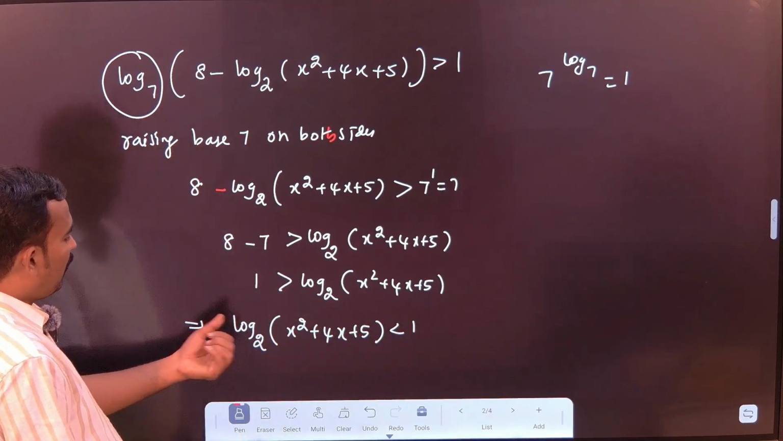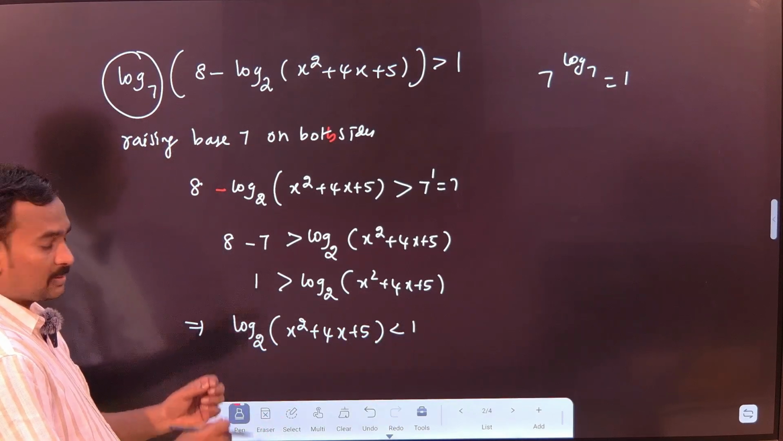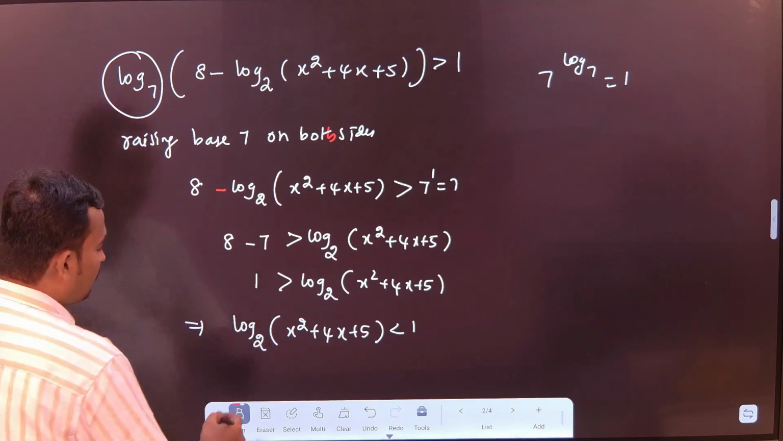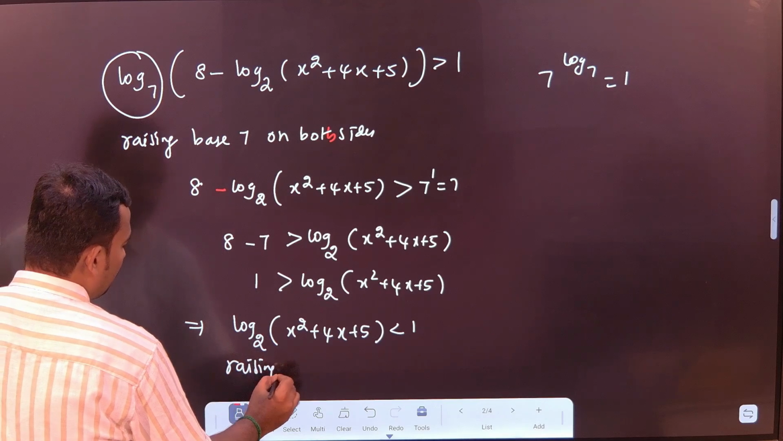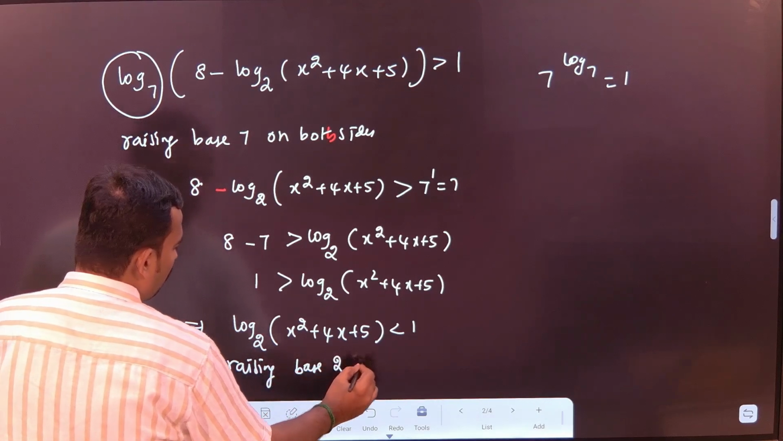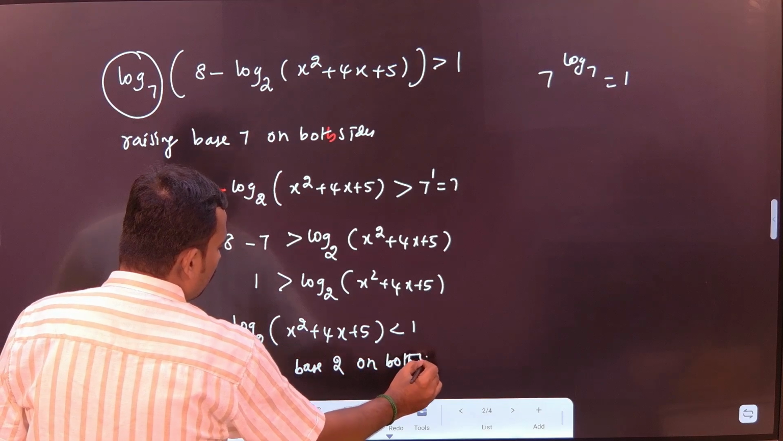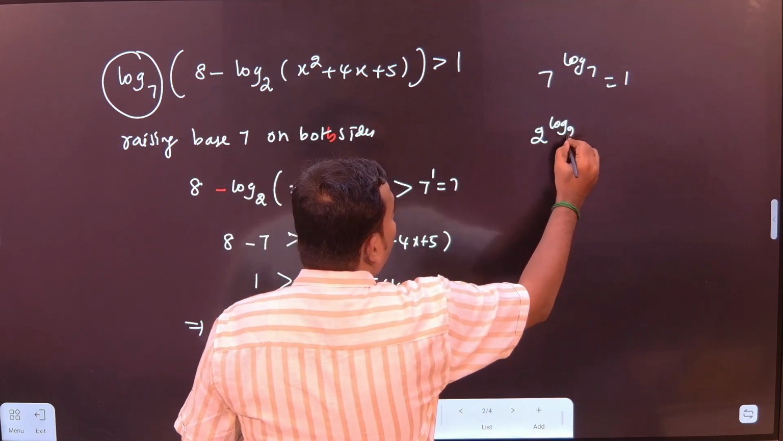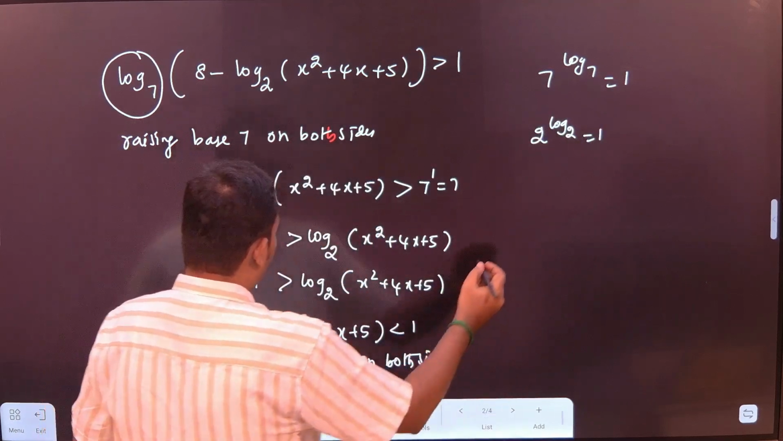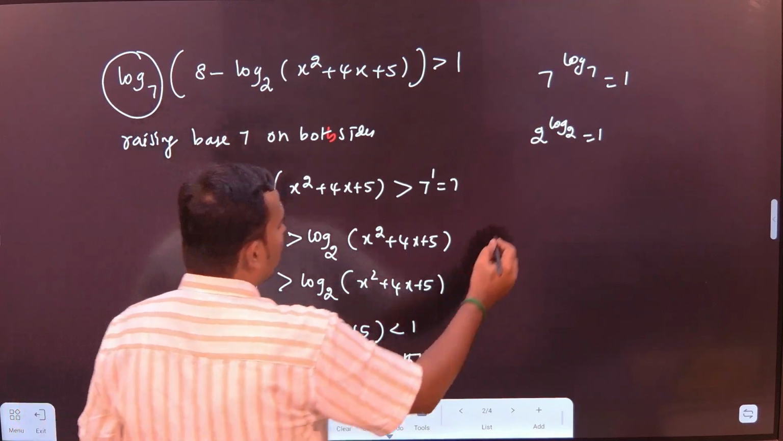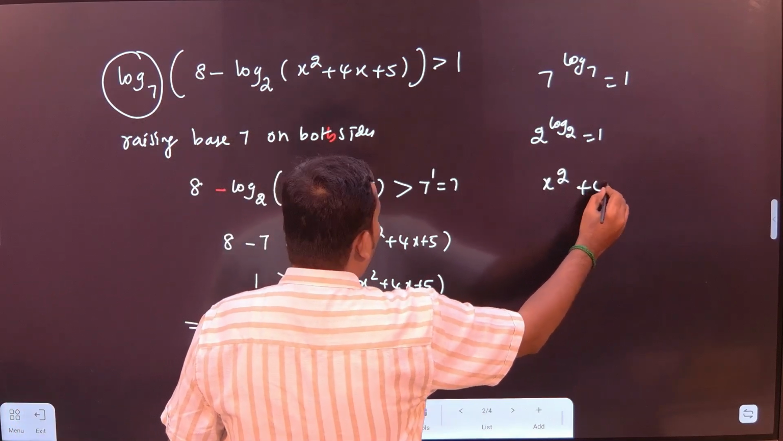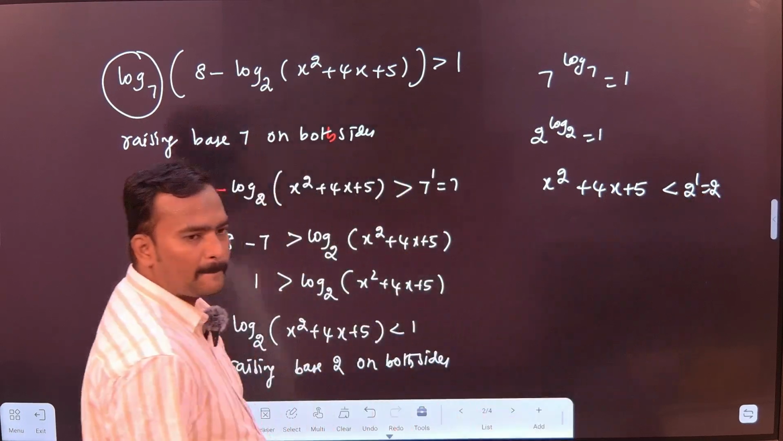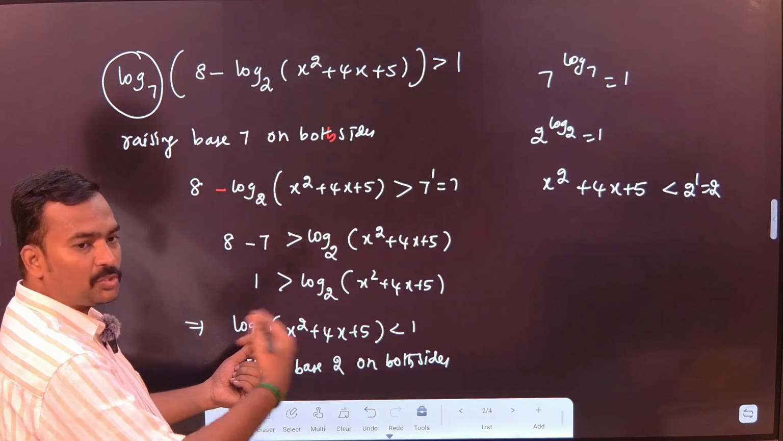Clear? Now how to remove the base 2 here? We need x. How to remove the base 2? What is the inverse of log base 2? Base 2, right? You're raising base 2 on both sides. What will we get? So 2 power log base 2 value is 1, right? So therefore you can remove this one, then you will get x square plus 4x plus 5 should be less than 2 power 1, that is 2. Clear? I am raising base 2 on both sides.